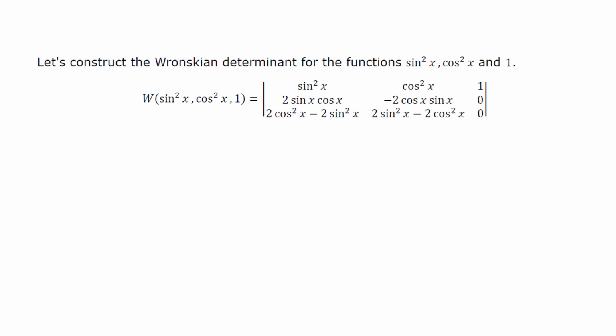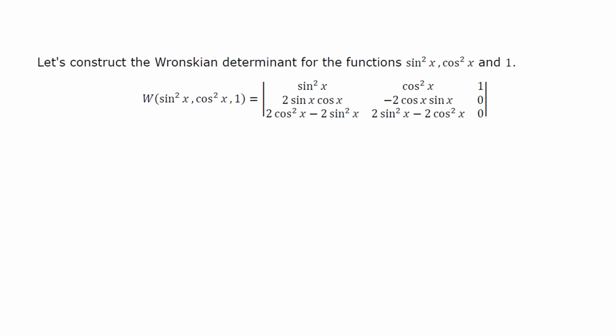So the derivative of sine squared x would be 2 sine x cosine x. Derivative of cosine squared x would be negative 2 cosine x sine x. Derivative of 1 would be 0. And then we would do it one more time, taking the second derivative.